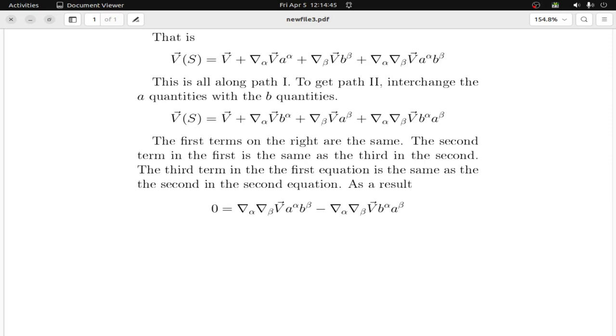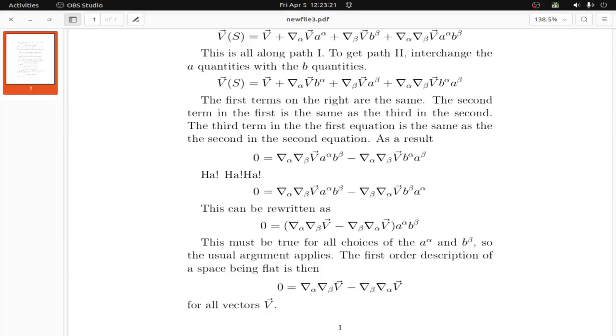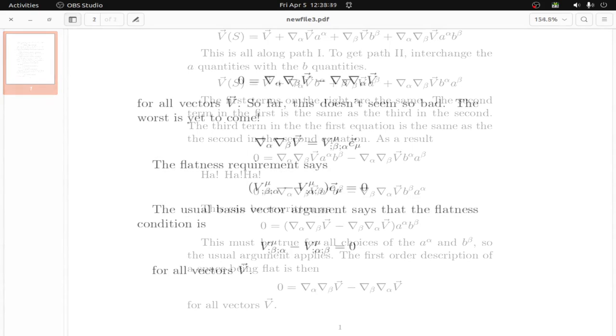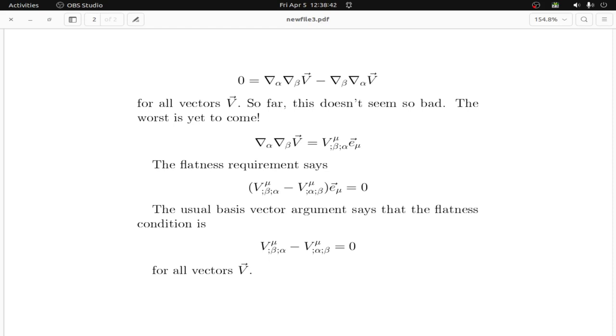At first glance, this doesn't seem so bad, but it turns out to be kind of horrible, though. I'm going to have to figure out what it means for v^μ;β;α − v^μ;α;β to be 0 no matter what the vector v is. If we were using flat coordinates, the covariant derivatives would just be ordinary partial derivatives, and this would automatically be true.